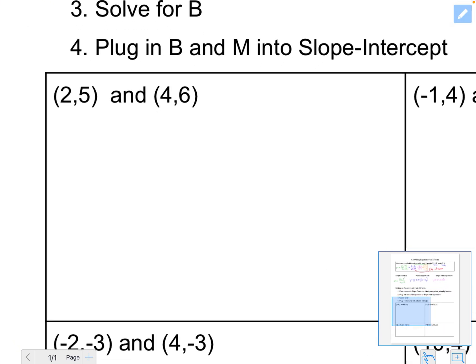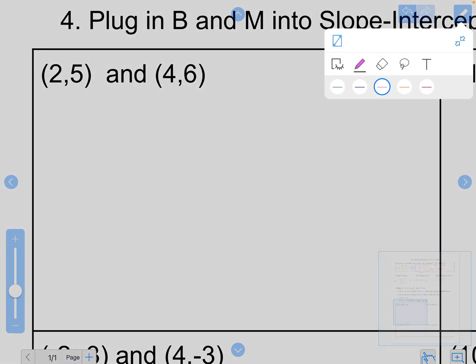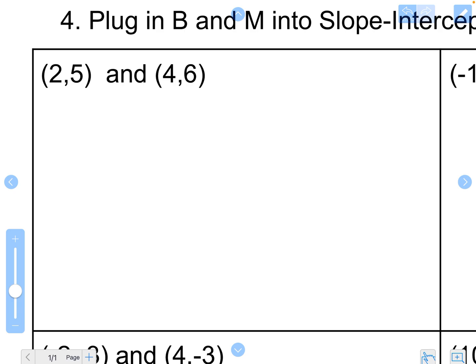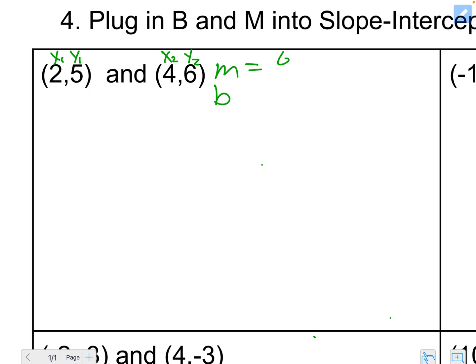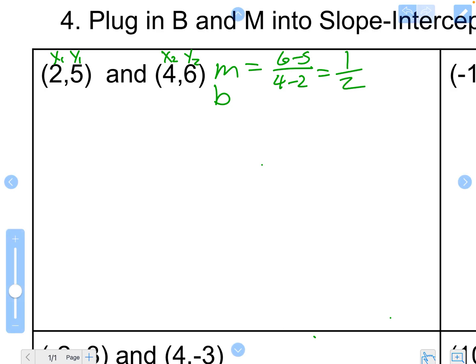So let's talk about how we write an equation when they only give us 2 points. So we always need our m and we always need our b. So the first step we're going to do is we're going to find our m. So we're going to use our slope formula, x1, y1, x2, y2. So we're going to have 6 minus 5 over 4 minus 2. 6 minus 5 is 1. 4 minus 2 is 2. So we get a slope of 1/2.